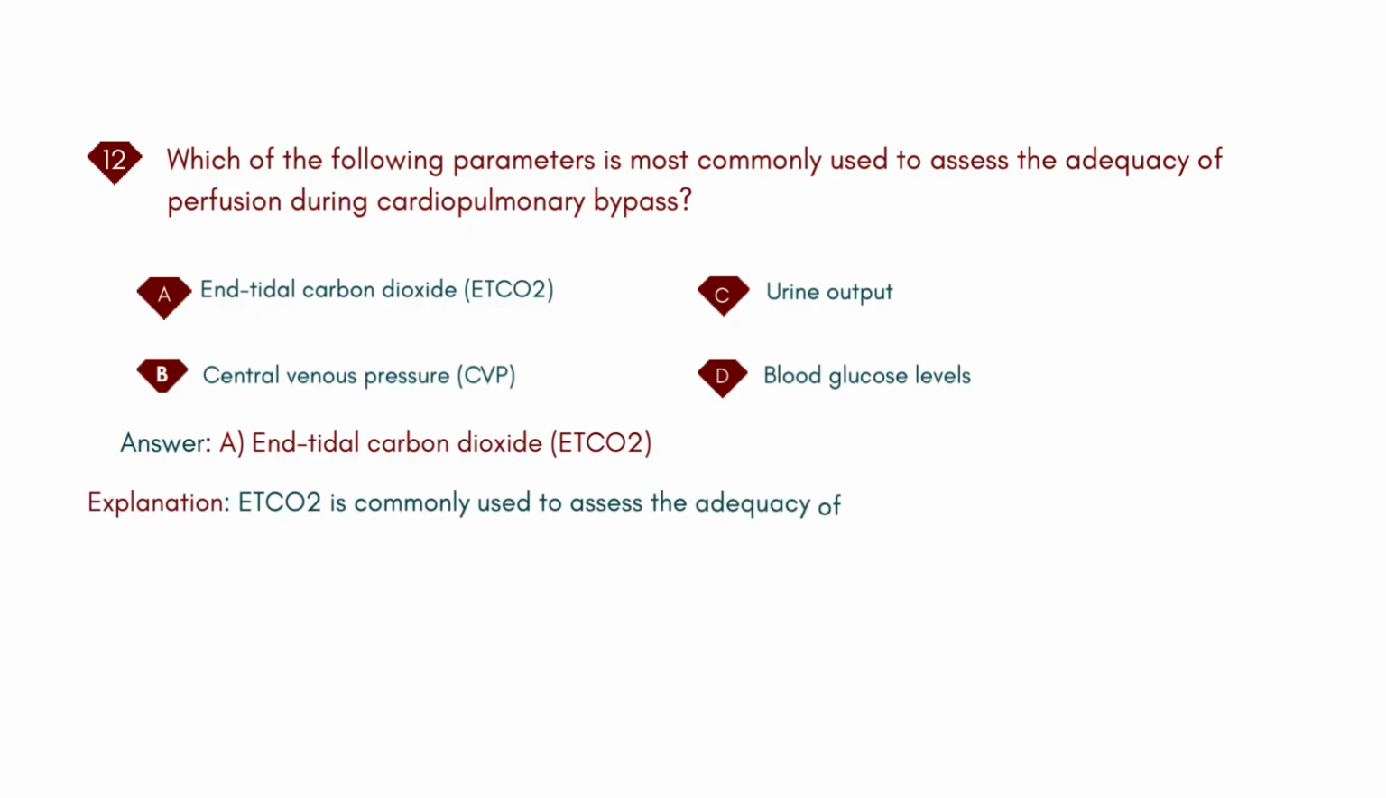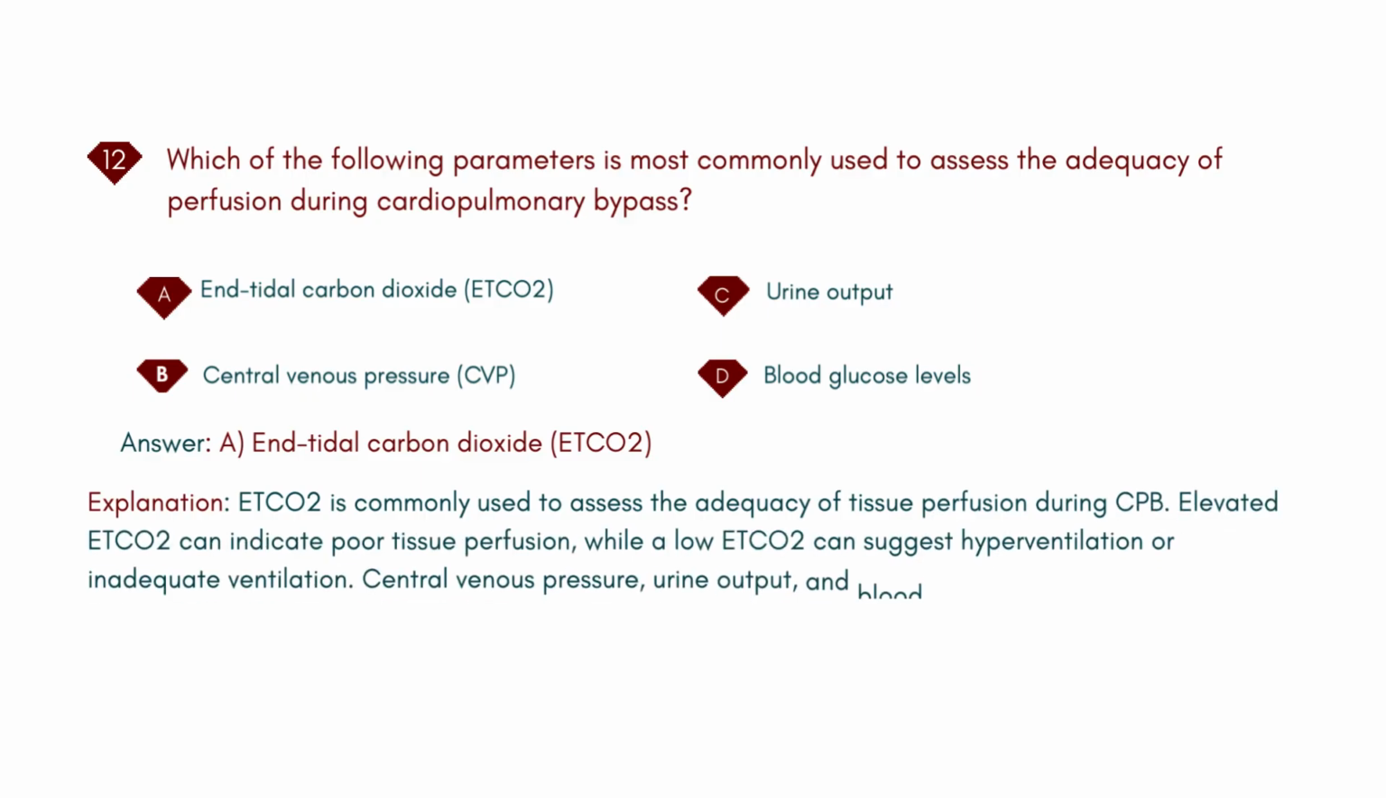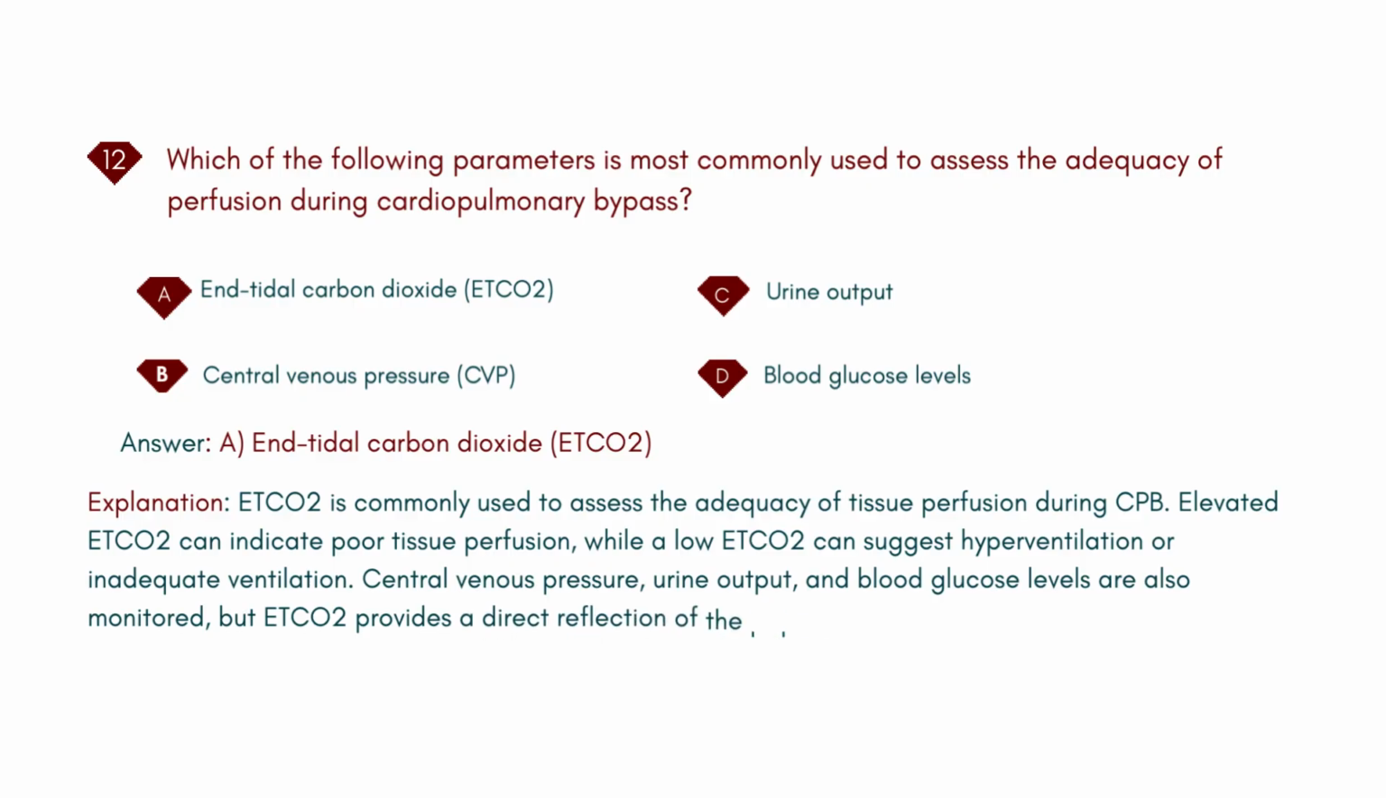Explanation: ETCO2 is commonly used to assess the adequacy of tissue perfusion during CPB. Elevated ETCO2 can indicate poor tissue perfusion, while a low ETCO2 can suggest hyperventilation or inadequate ventilation. Central venous pressure, urine output, and blood glucose levels are also monitored, but ETCO2 provides a direct reflection of the balance between oxygen delivery and consumption.